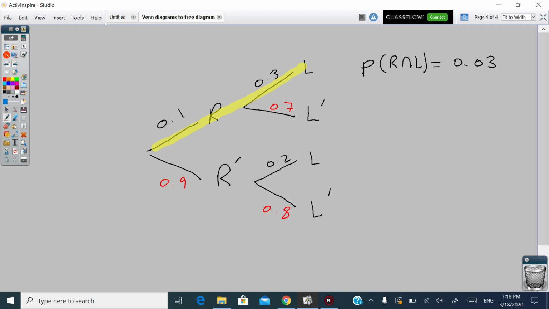Find the probability that tomorrow it will not be raining and I will not be late. In this case, the probability of no rain and not being late is simply 0.9 times 0.8, which is 0.72. And that's how we use tree diagrams.